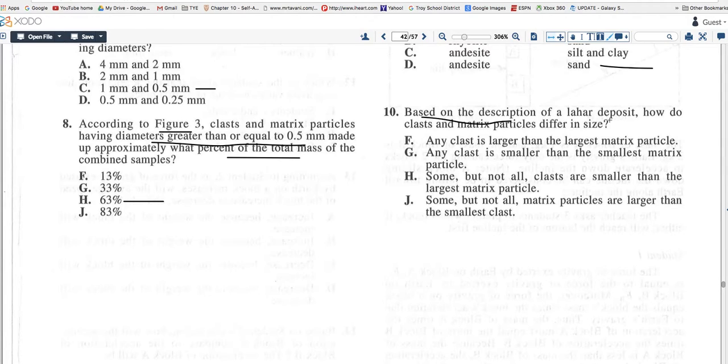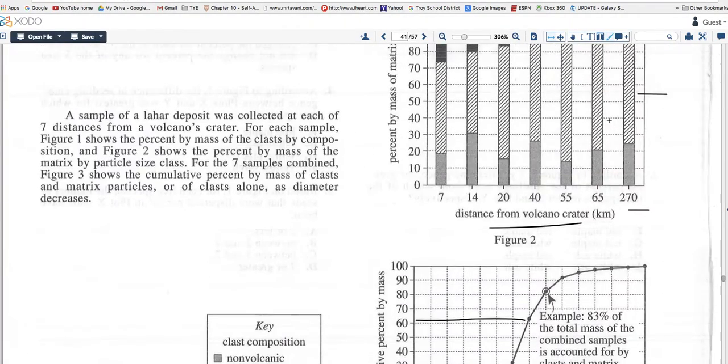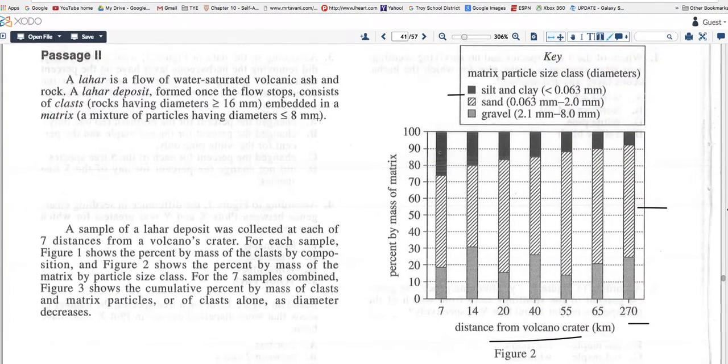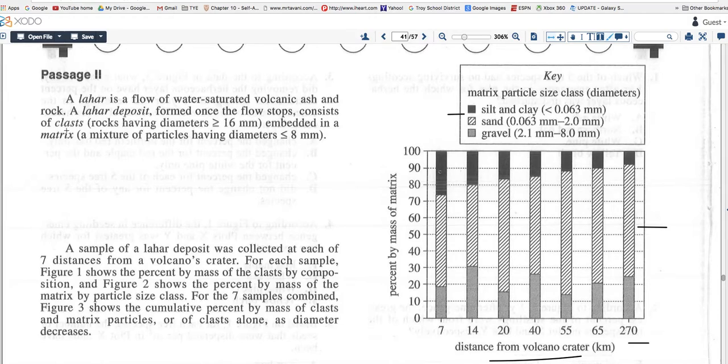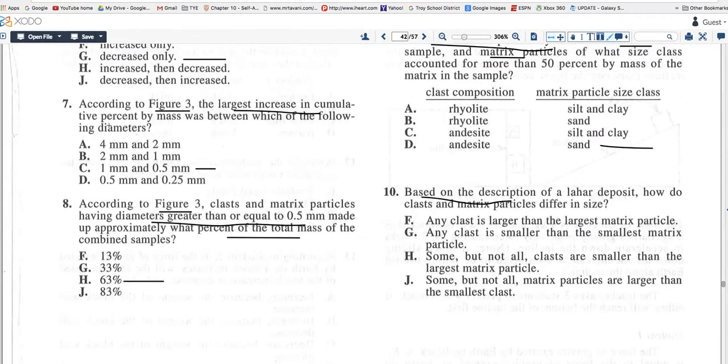Amitesh, give number 10 a shot. Okay, you go look at the description in passage 2. At the end of the first paragraph, it says the clasts are made of diameters greater than or equal to 16 millimeters, and the matrix has diameters less than or equal to 8 millimeters. So you go back to the question, and F would be right.